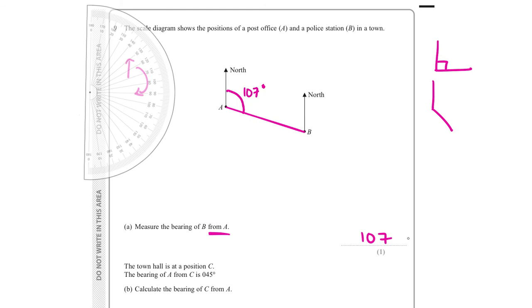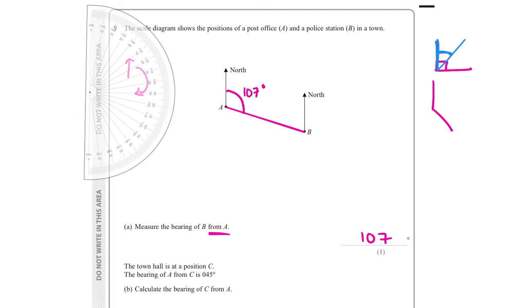Okay, I have to think about what's happening here. This is 107. Then it says the town hall is at position C. The bearing of A from C. Okay, so from C. So it means wherever C is, we've had to go 45 degrees. And let's face it, we know that that's at roughly this big of an angle.